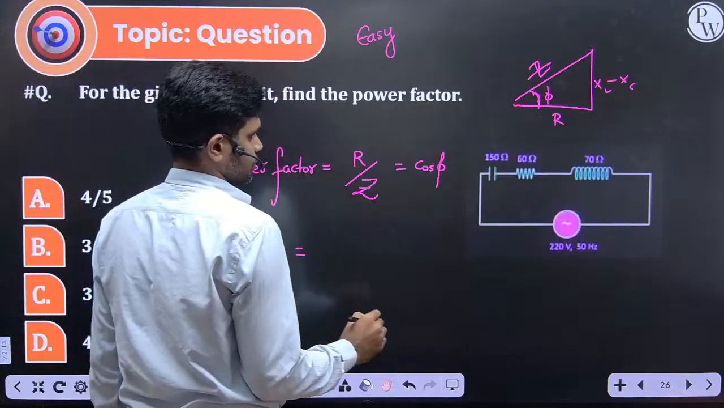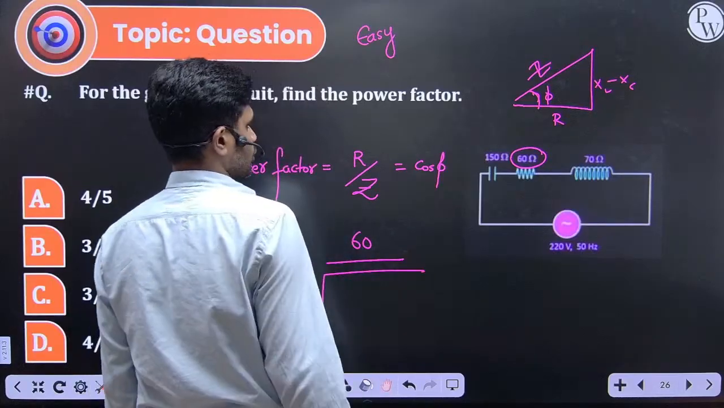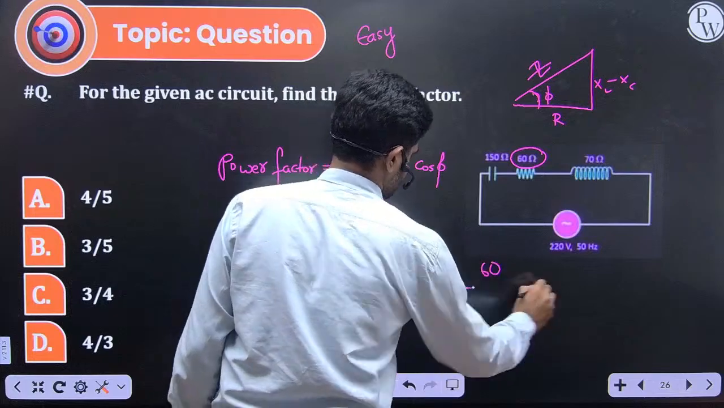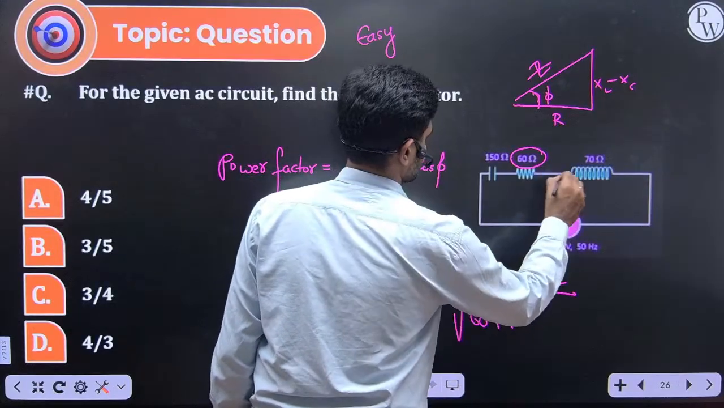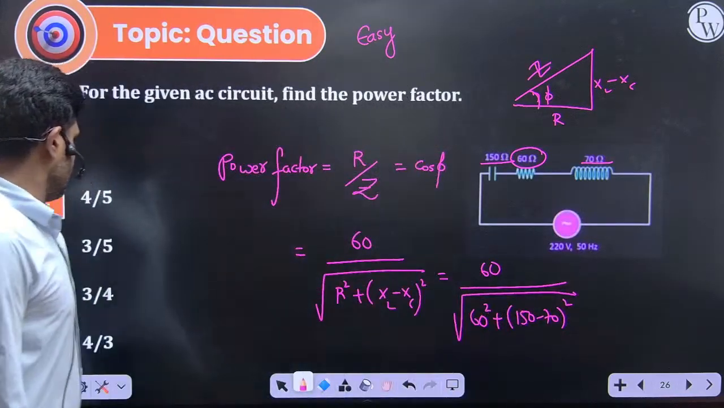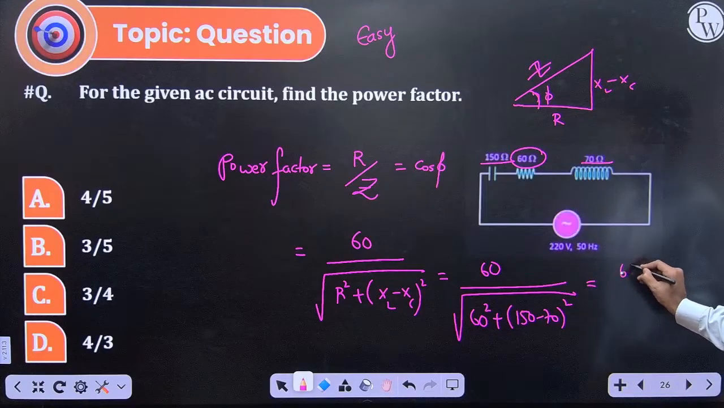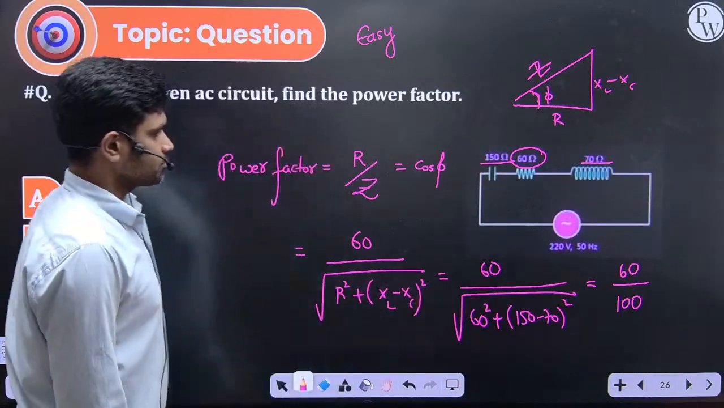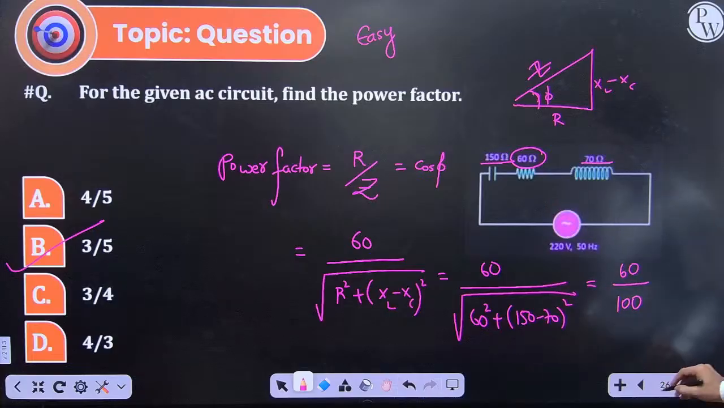R is how much? Resistance is 60 ohm. Z is how much? Root over R square plus (XL minus XC) whole square. That is 60 by root over 60 square plus (XL minus XC), which is 150 minus 70, so 80. It will be 3 by 5 because root over 60 square plus 80 square is 100. So 60 by 100 is 3 by 5. Simple formula based question.